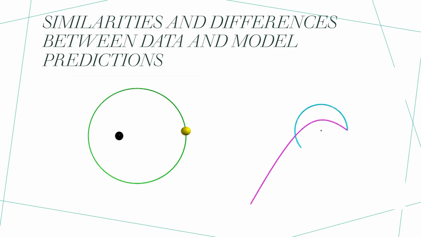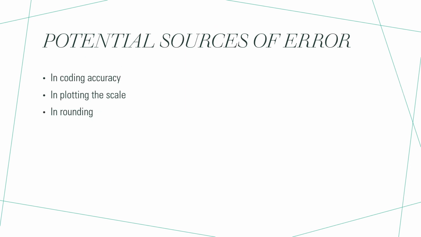The similarities and differences between the models are that both models involve the same solar system, same black hole, same planet, but the one on the right has the spaceship leaving the planet. That's where we calculate the initial velocity. Potential sources of error are in coding accuracy, in plotting the scale, and in rounding.